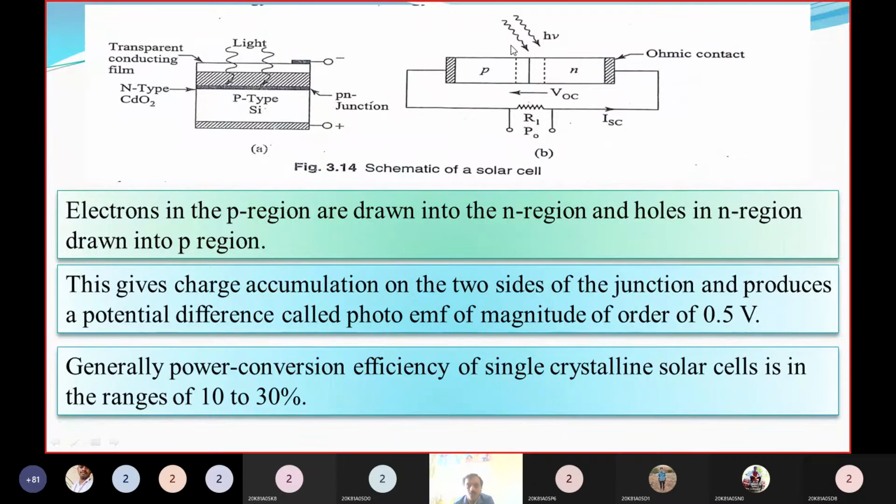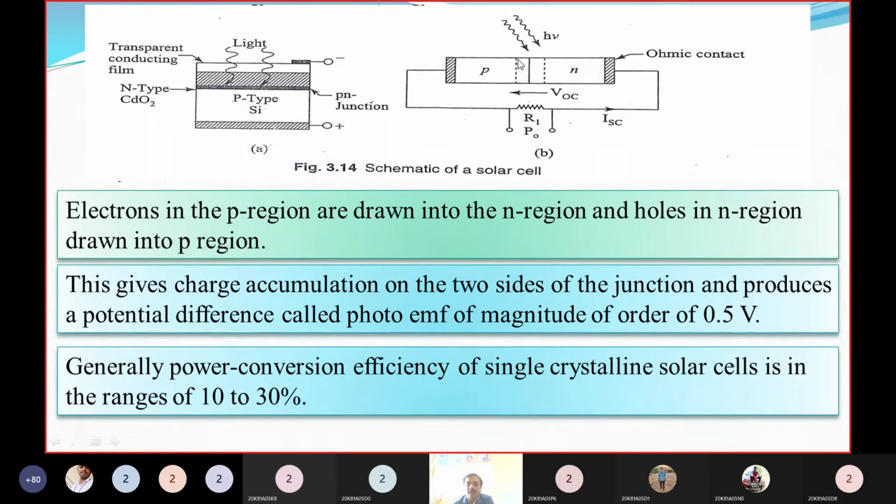Now, whenever light is illuminated here, what happens? In the P region, light is illuminated, so covalent bonds break and electron-hole pairs are generated. Electrons in the P region are drawn into the N region. So whatever electron-hole pairs are generated, those will move. Electrons will move in this direction and accumulate here.